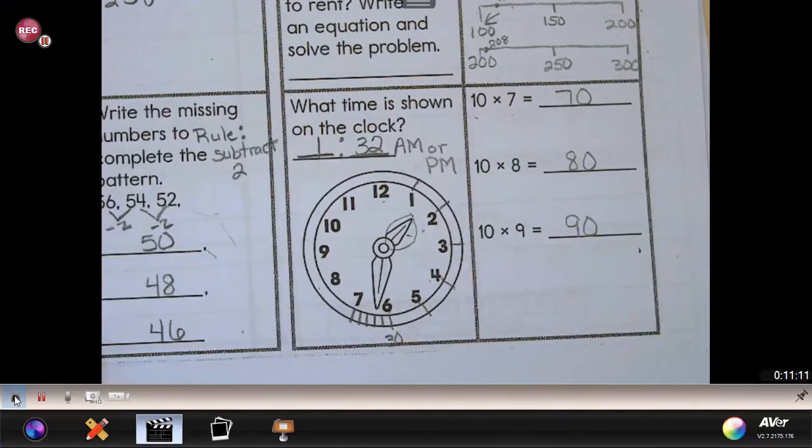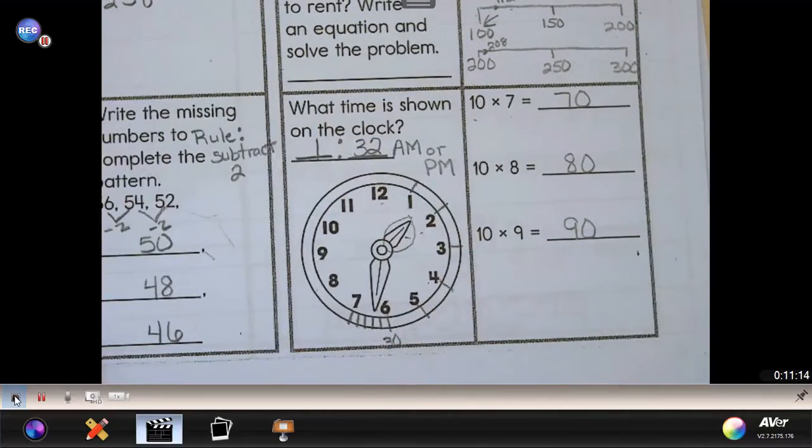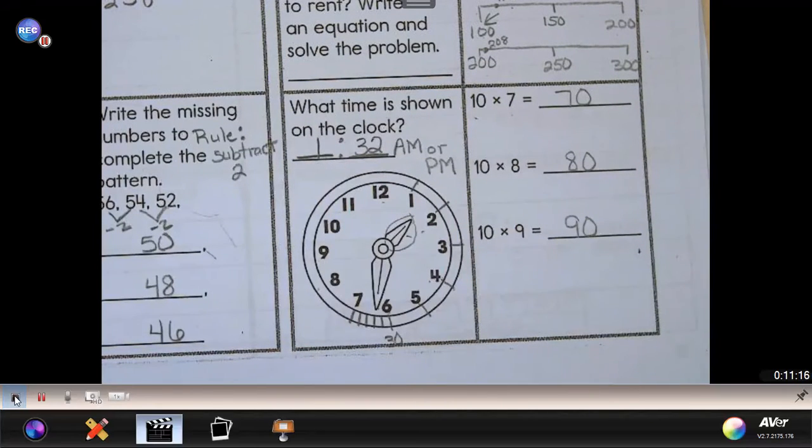So those are our DMA problems for today. Seemed fairly easy. So I hope this was some good review for you.